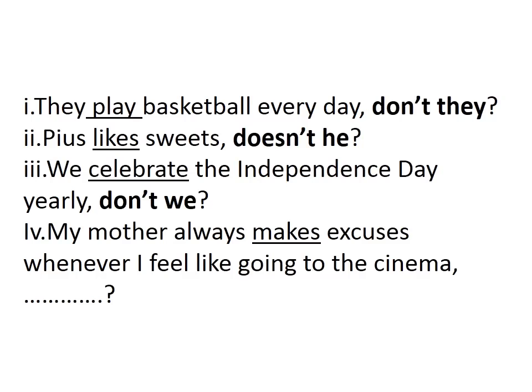Pius likes sweets. The verb is the underlined one, which is likes. The subject is Pius. So look at the words you wrote down: singular subject. Pius is a singular subject, Pius refers to one person. So for each singular subject, we are going to use either does or doesn't. Whether the statement is positive or negative will determine the tag to attach to it. Pius likes sweets. It is a positive statement, so my tag must be a negative one. Pius likes sweets. Doesn't he? So you change Pius into a personal pronoun.